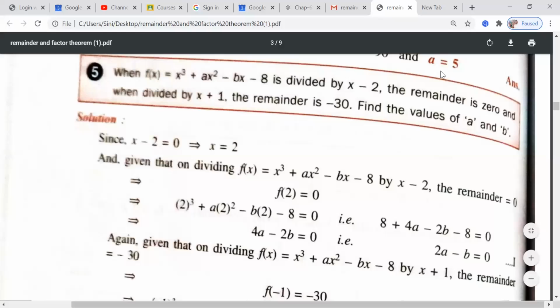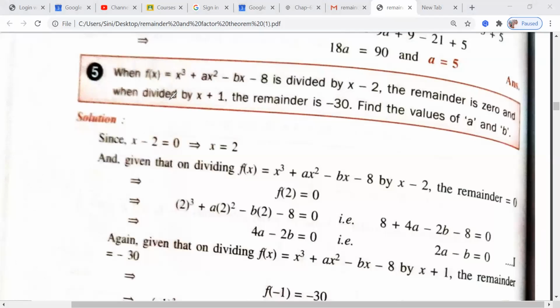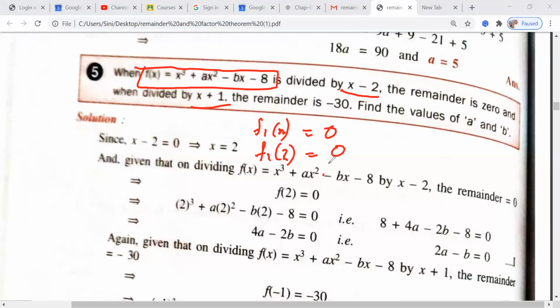So the fifth question, which is a little bit tricky also. Same thing, same function. I am dividing by x minus 2 and x plus 1. When I am dividing by x minus 2, I am getting the function remainder as 0. So if I substitute f1 of 2, I'm getting remainder as 0. This is my first thing.